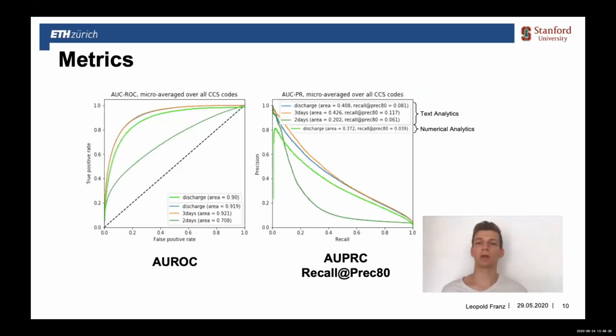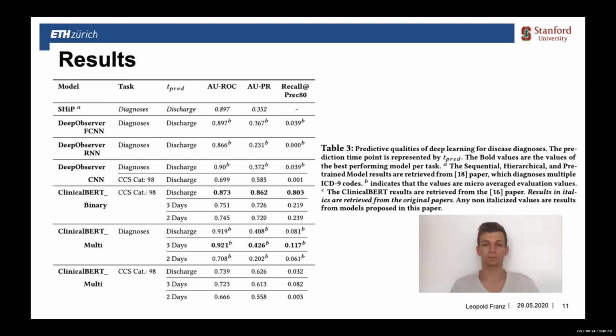On to the metrics. How do we evaluate how good our model is performing? There are two main figures that we can have a look at: the receiver operating characteristic curve and the precision recall curve. A popular metric is the area under the receiver operating characteristic curve. Furthermore, there's also the area under the precision recall curve. Additionally, the recall at precision 80. This metric corresponds to how high the recall is when the precision is at 80%.